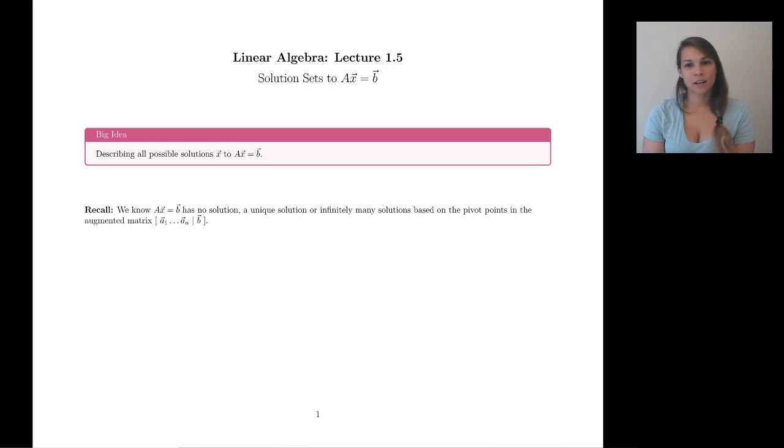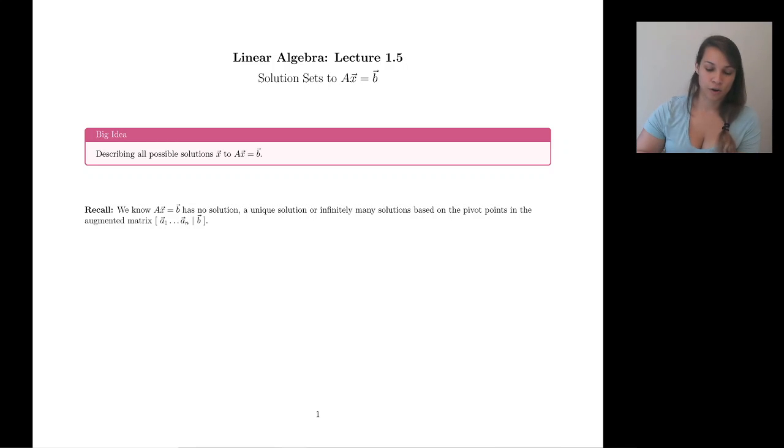Everybody! Today we're going to talk about solution sets to Ax equals b. Last time we talked about how to formulate systems of linear equations into this nice compact matrix equation form that we're going to call Ax equals b. So when we say we're going to talk about solution sets to Ax equals b, we're still talking about solving systems of linear equations. But what we want is a better way to describe all possible solutions in terms of the x vector.